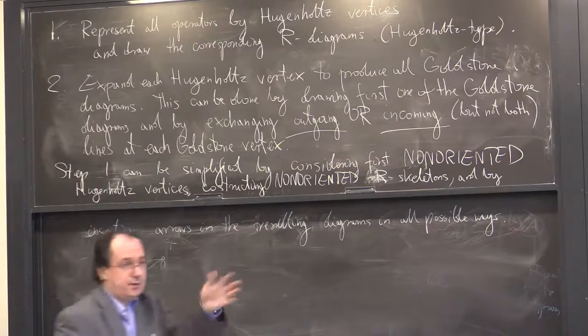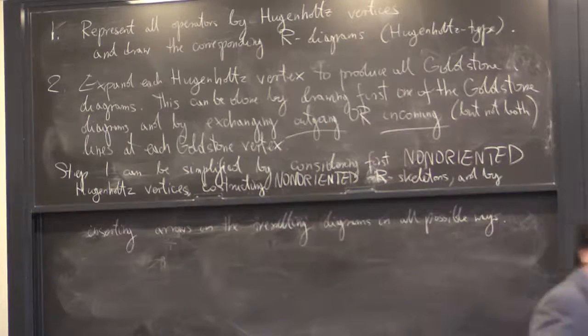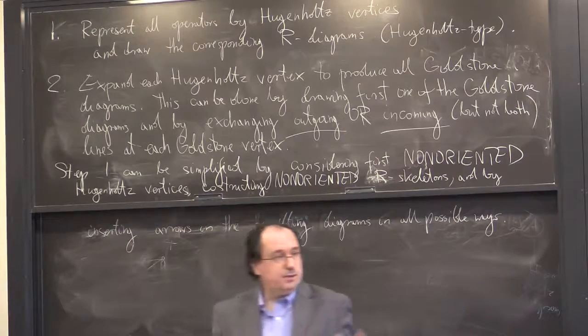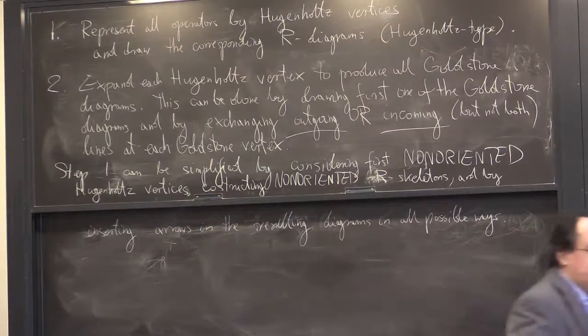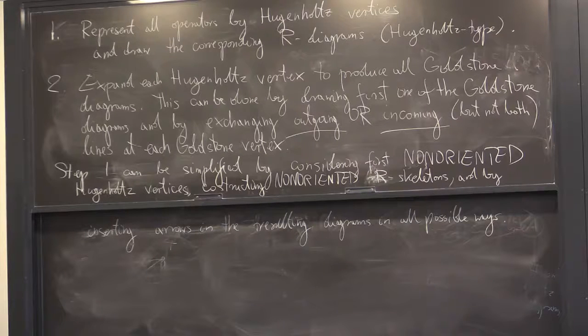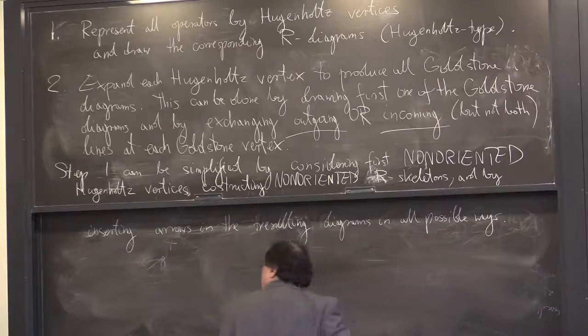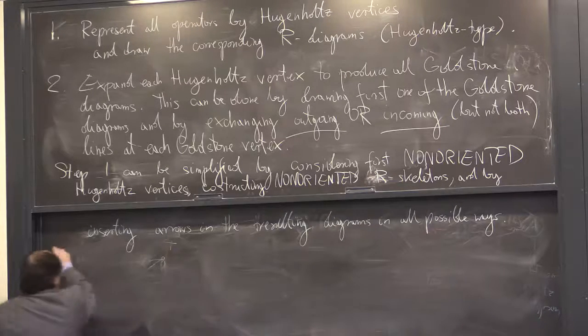Okay, which, as you will see, is always very easy. Usually 1 or 2 lines determine the direction of the arrows. And then when you have the Hugenholtz diagram, you expand each Hugenholtz into the Goldstone form, and then you produce the remaining Goldstones by line exchanges. Okay, so let's practice this procedure. That's probably the last thing I can do today.